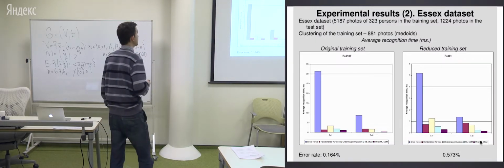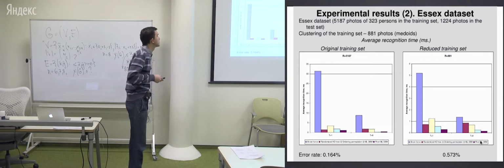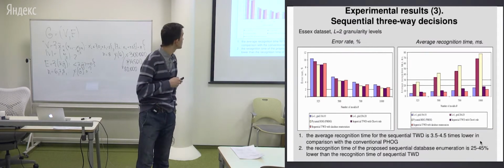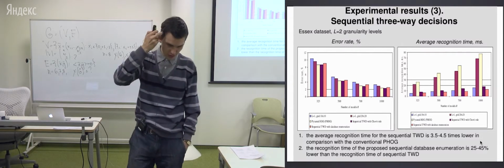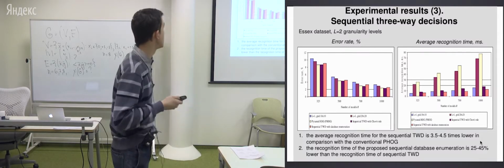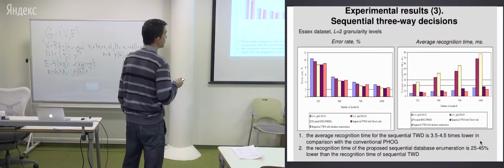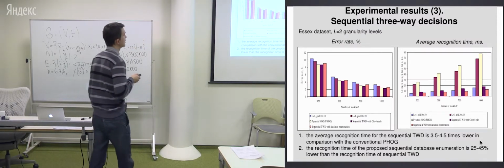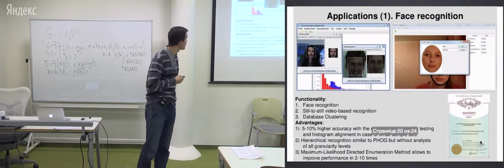It's for search with a quite large data set. Here is the brute force, and here is ours. Here is sequential three-way decisions. I talked about it. It's hierarchical processing. Again, we have pretty good performance and quite appropriate accuracy here.